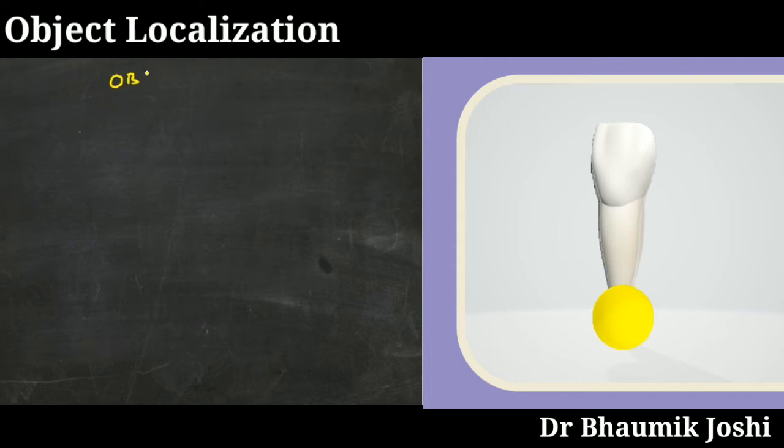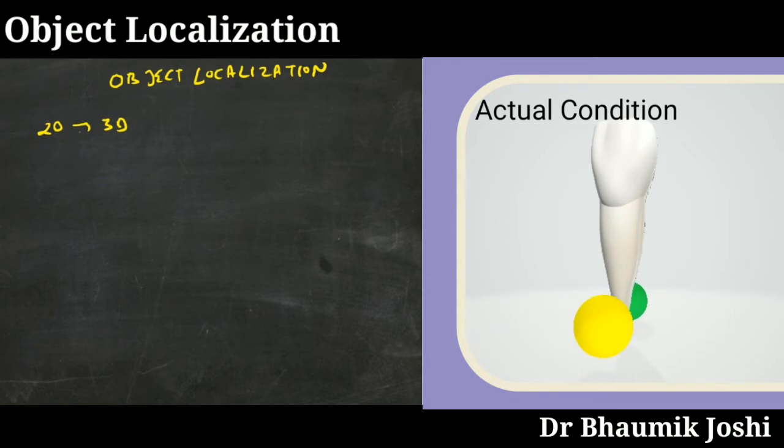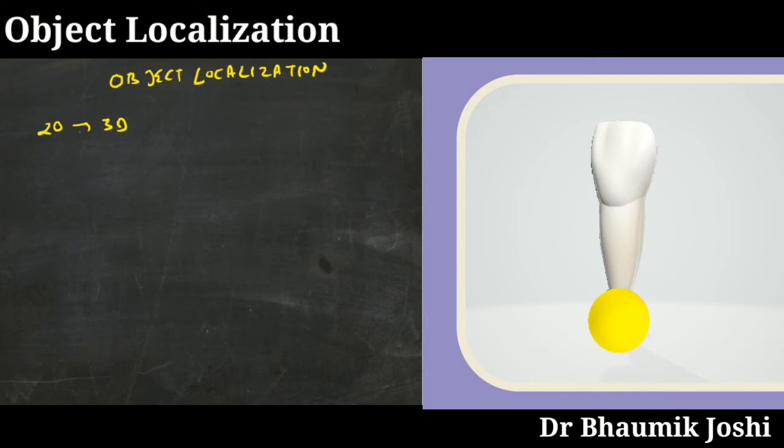So the question arises, why is object localization necessary? We know one thing: the radiographs that we get are two-dimensional representations of three-dimensional objects. As you can see in this image, the image that we are seeing right now is a two-dimensional image, as it will be visible to us when we are looking at it from the front side. Now, what is the actual condition? This is the actual condition, where there are two objects present, buccal and lingual, but because of superimposition in two dimensions they are appearing as one.